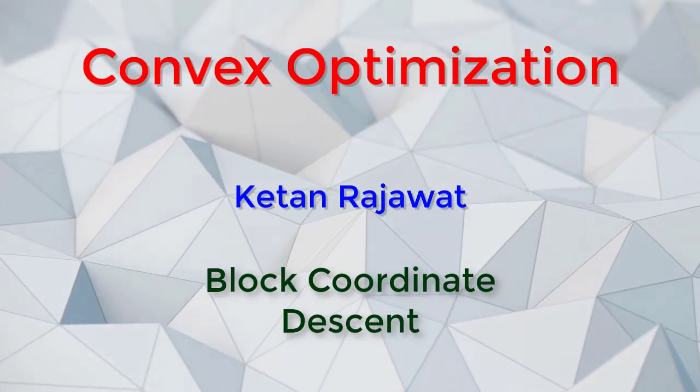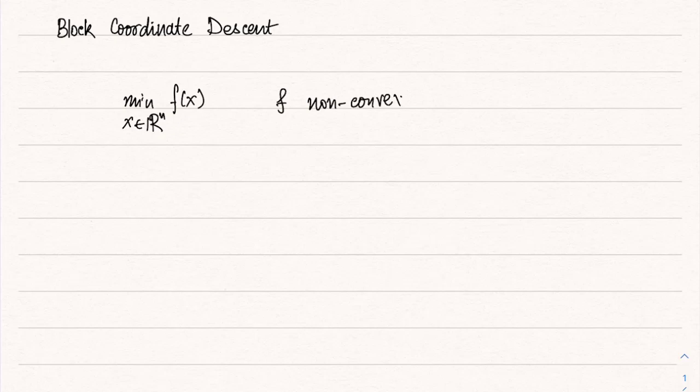We will discuss the block coordinate descent method for minimizing unconstrained optimization problems. So minimize f of x for x in R^n. Actually, simple constraints are possible here, but let us for simplicity discuss the unconstrained case. And we are considering f to be non-convex. So f is non-convex, right?